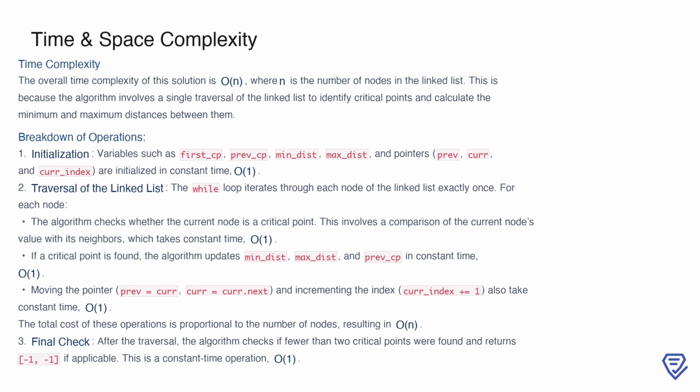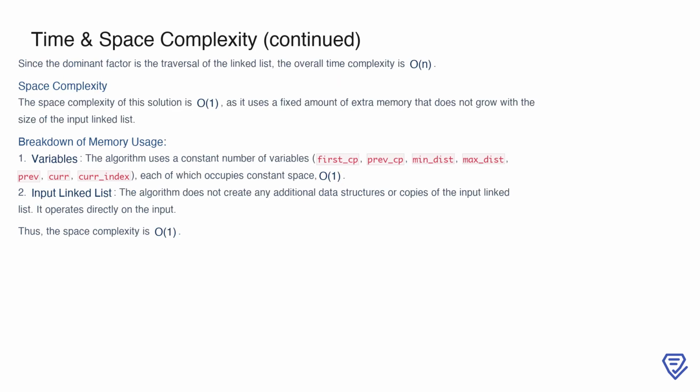After the traversal, the algorithm performs one final check. If there are fewer than two critical points, it directly returns -1, -1 in constant time, O(1). Combining all of this, the dominant cost is the traversal itself, leading to an overall time complexity of O(n). The traversal of the linked list is the dominant factor, so the overall time complexity remains O(n).